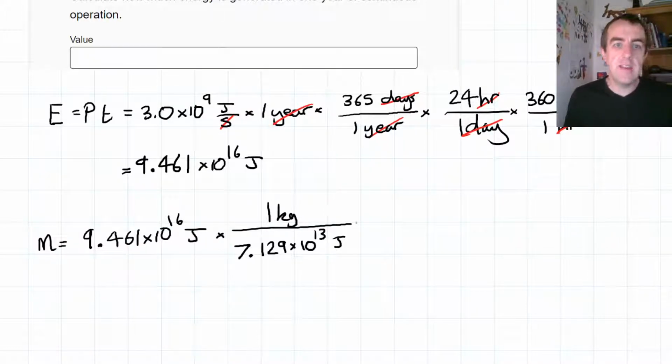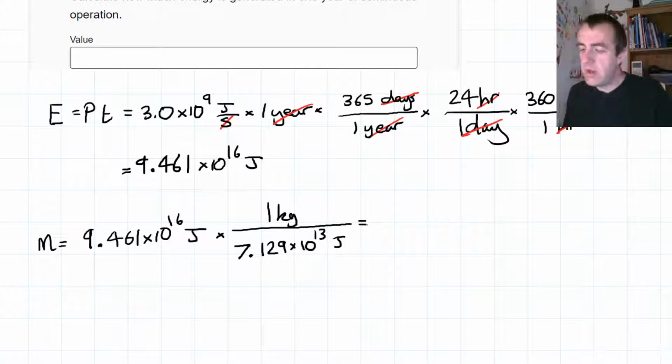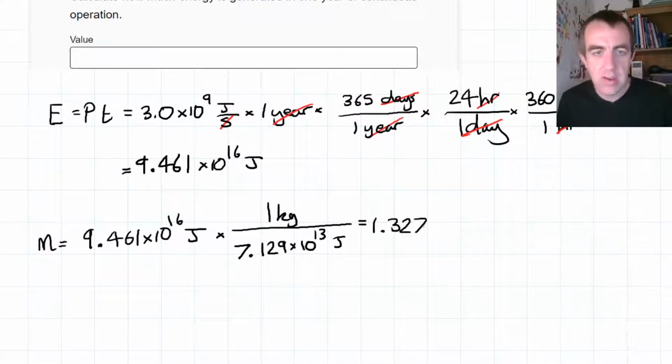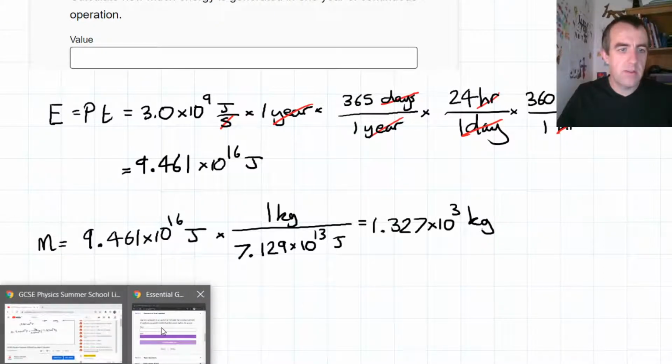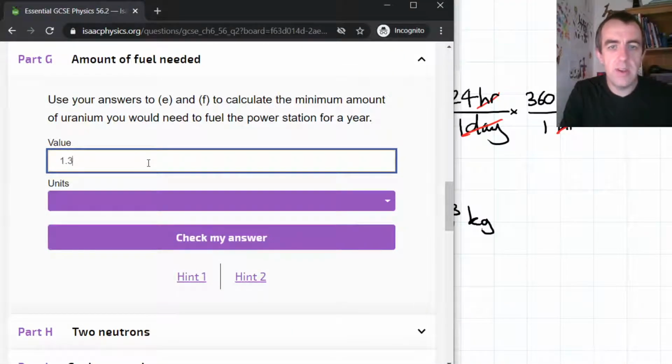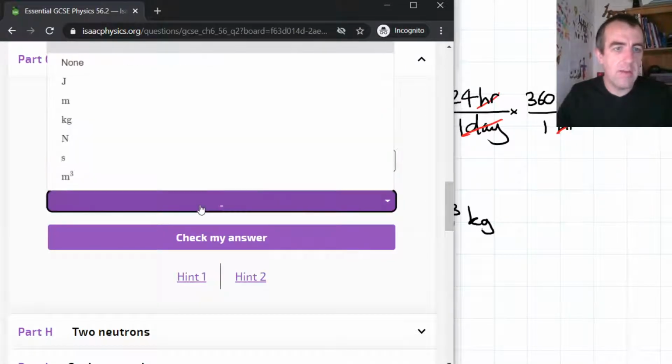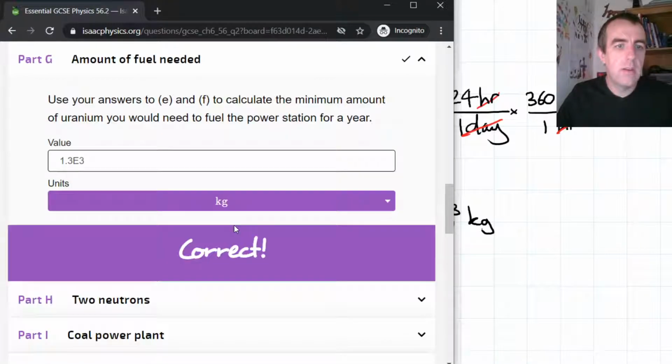Now that is a good example of when working with units is really going to help you out. So 7.129 E13, divide. It gives me about 1.3 tons. 1.327, I'll write, times 10 to the 3 kilograms. So 1.3, we're looking to 2 significant figures now. So 1.3 E3 kilograms. Let's see if that worked. Correct.